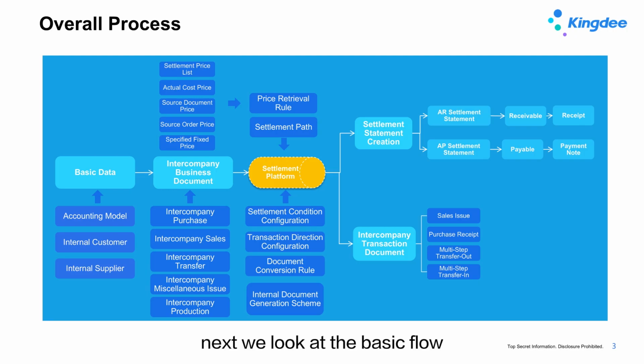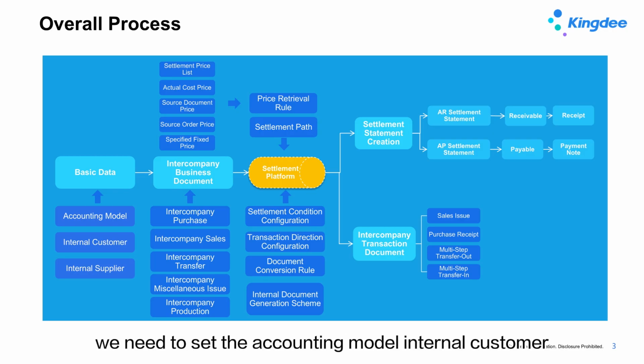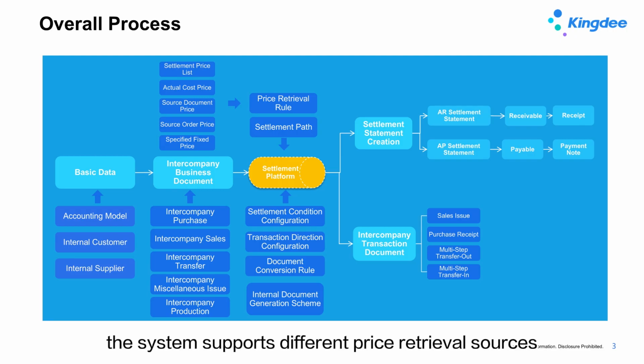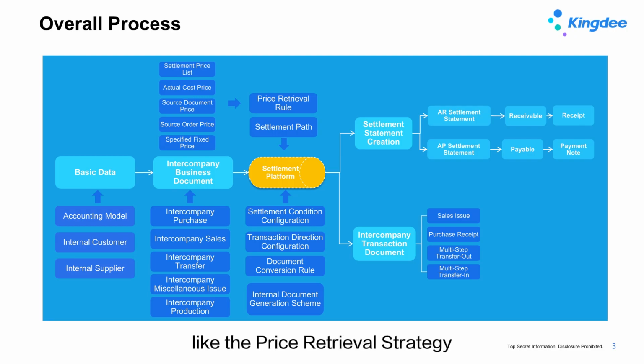Next, we'll look at the basic flow settings for intercompany business, including the configuration of basic data. In basic data, we need to set the accounting model, internal customer, and internal supplier, as well as the price retrieval source in the price retrieval rule for intercompany settlement. The system supports different price retrieval sources, like the price retrieval strategy, settlement price list, actual cost price, source document price, source order price, and specified fixed price.